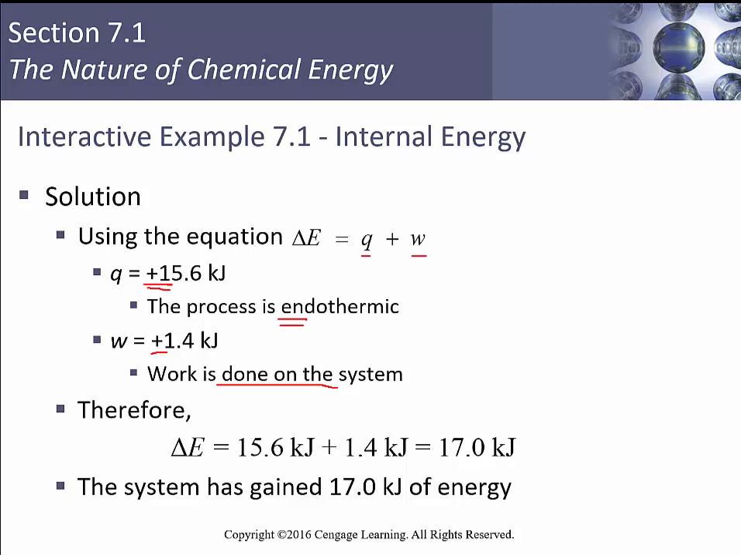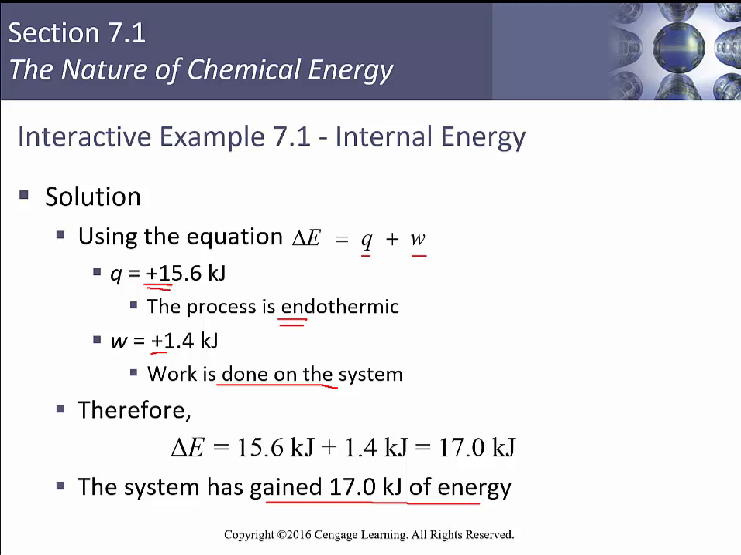So all we've got to do is say our change in energy is going to be plus 15.6 kilojoules plus positive 1.4 kilojoules and gives us 17 kilojoules total. Which means that our system has gained a total of 17 kilojoules of energy. Now, do they both have to be positive? No. They could both be negative. Q could be positive, W could be negative. Q could be negative, W could be positive.